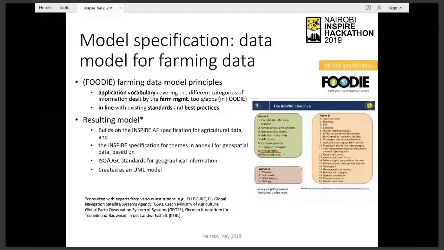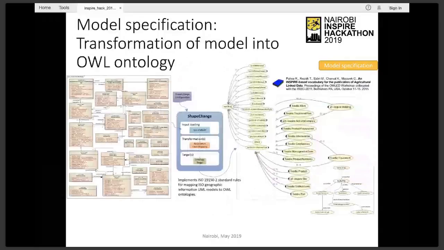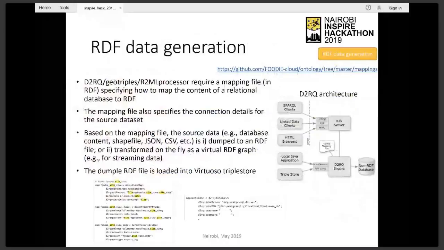Originally, this was created as a UML model. So what we did was first to transform this model into an ontology, basically, that is like the underlying model for linked data. We did this transformation, and then we started to generate the RDF data. So in order to generate the RDF data, we used D2RQ, GeoTriples, R2RML processors, and depending on the data source, because if it's a relational database, it's different. If it's CSV files, or if it's JSON files, or if it's shape files, and so on.